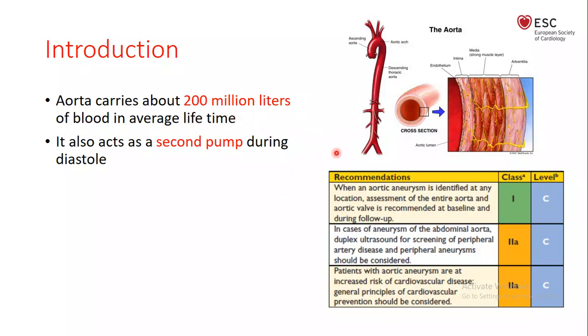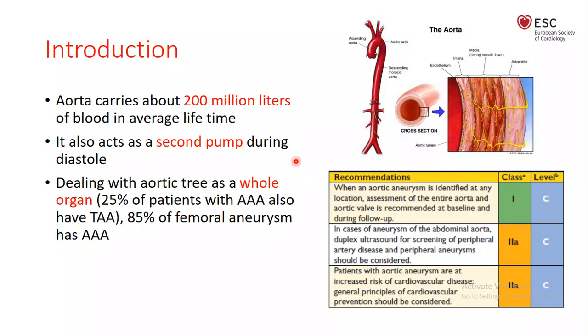The aorta, beside working as a conduit that transmits about 200 million liters of blood in an average lifetime, also acts as a second pump responsible for perfusion of vital organs during diastole due to its high elasticity. When dealing with the aorta, we should treat it as a whole organ, taking into consideration that 25% of patients with abdominal aneurysm also have thoracic aneurysm, and 85% of femoral aneurysm patients also have abdominal aortic aneurysm.